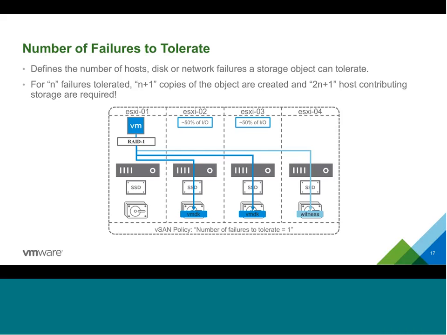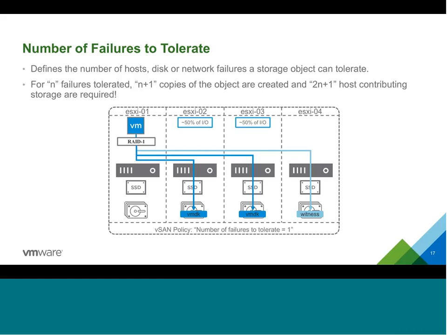If I say the number of failures to tolerate equals 2, so n plus 1 copies, that means 3 copies will be maintained. At any point of time, if 2 failures happen, it will still tolerate and you will get your data back. It will continue running. That's the concept of failures to tolerate: the number of failures you can tolerate in your environment.